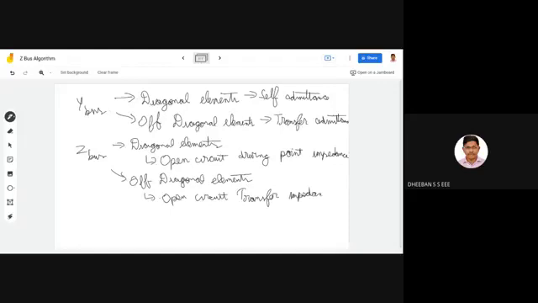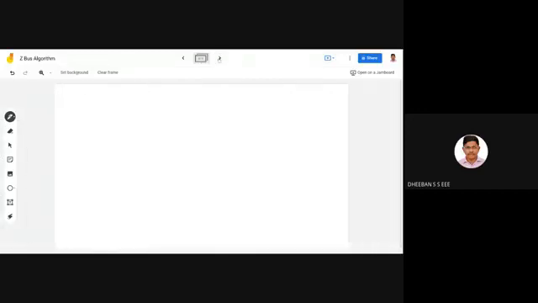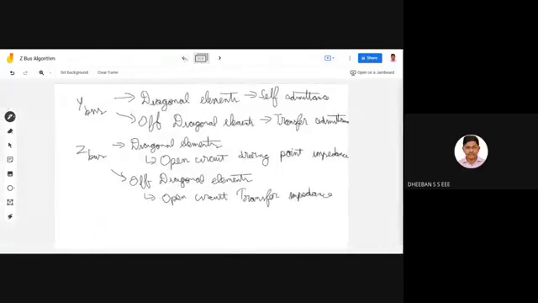Okay, so this is the analogy related to your Y bus and your Z bus. Okay, and followed by this, we'll be seeing about two things you have to know. You have to know about what is tree and branch. So you might have learned these two things in mathematics, tree and branch.